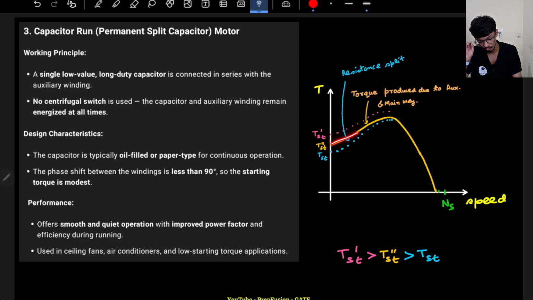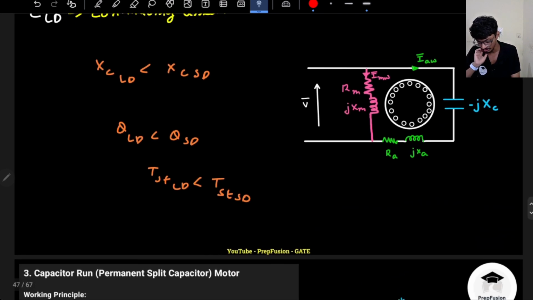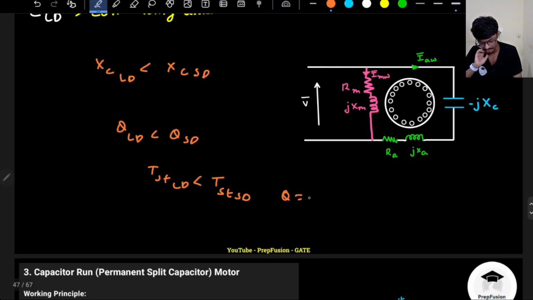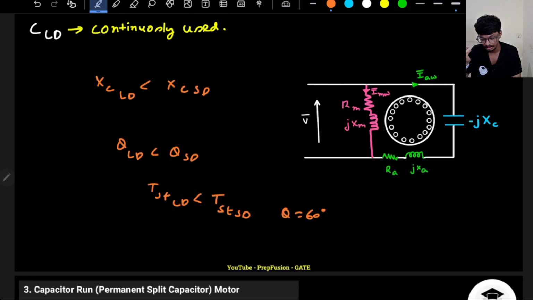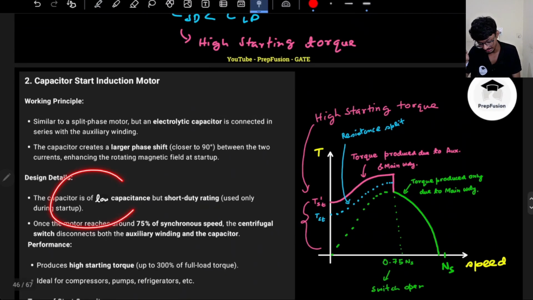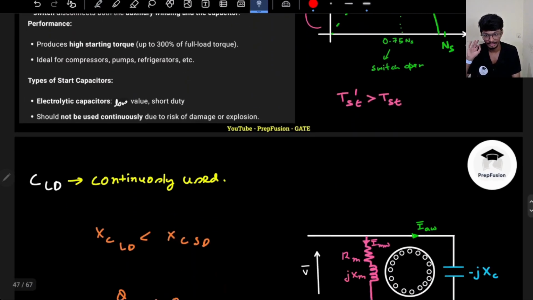So it will be somewhat lower. Okay, and of course, it will still be higher than the resistance split because that theta angle is much smaller, that is 30 degrees. Here the theta angle will be somewhat like 60 degrees, something like that, right? And here I can get almost 90 degrees. So 90 degrees will give me the maximum angle.